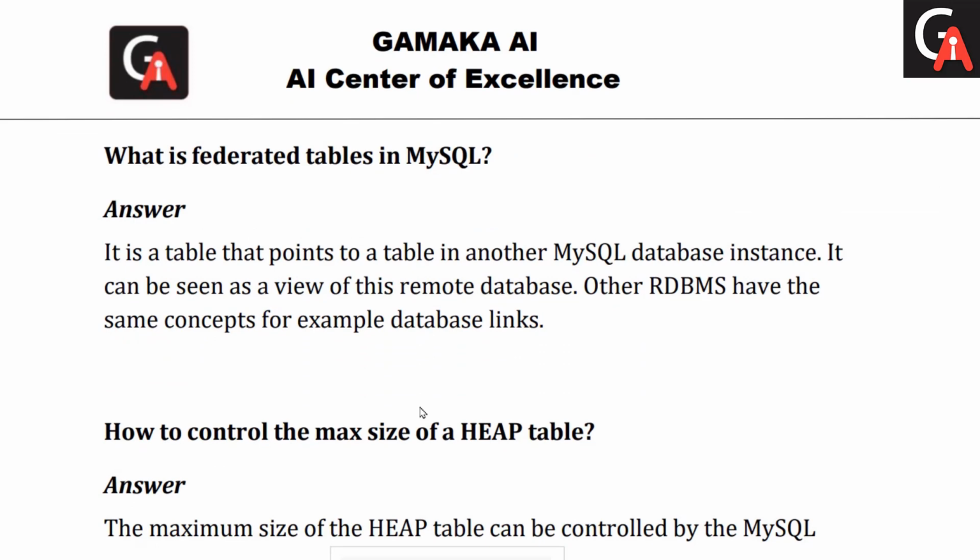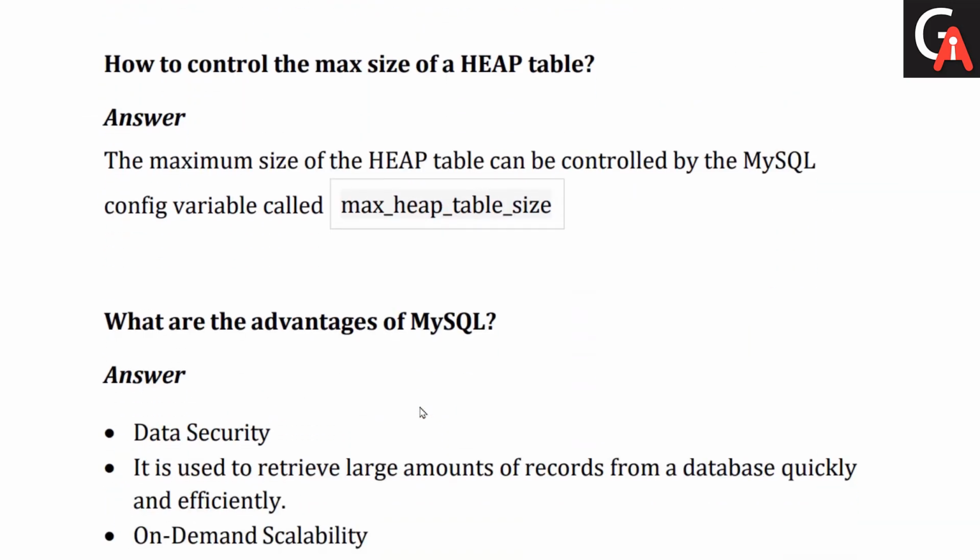What are federated tables in MySQL? It is a table that points to a table in another MySQL database instance. It can be seen as a view of this remote database. Other RDBMS have the same concept, for example database links. So federated tables means that if I have a table which is on another MySQL database system, it will point to that table only. This is a federated table, and in other database systems we call it a database link. Clear? Let's move towards the other question we have.